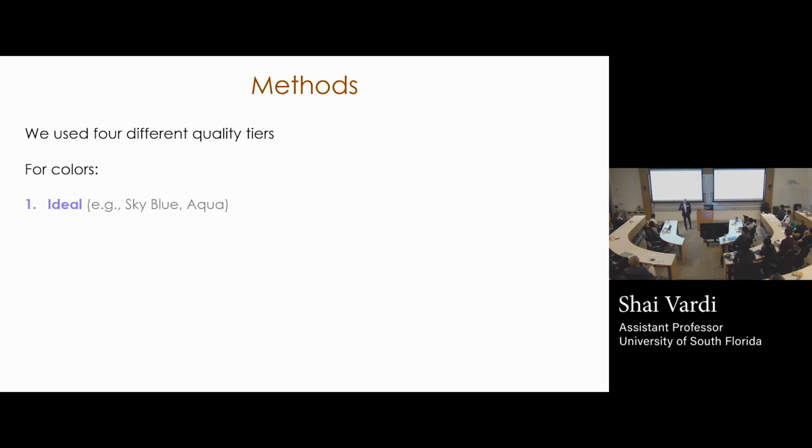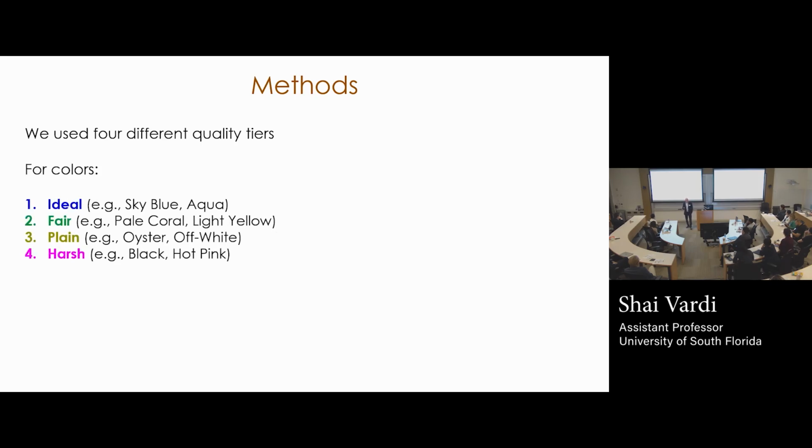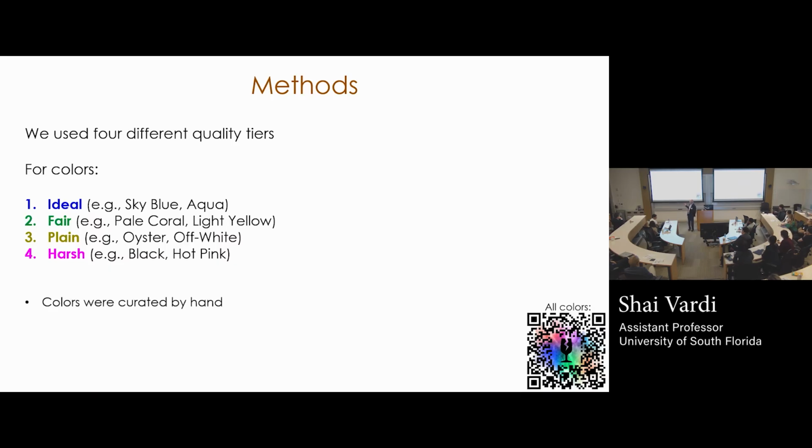So we used four different quality tiers. In colors, we call these ideal, fair, plain, and harsh. So ideal would be colors that we would consider ideal, and LLMs agree with us: sky blue, aqua. Fair are okay: light yellow, pale coral. Then the plain, not great, but off-white, oyster, white. And then there's colors which we all agree should not be the base color for a child's room, like hot pink or obsidian black. And you can see more colors.